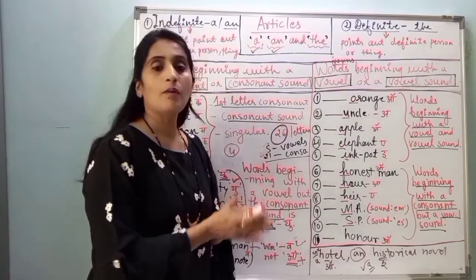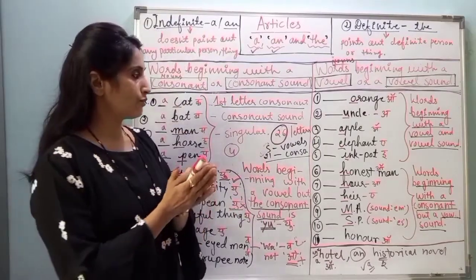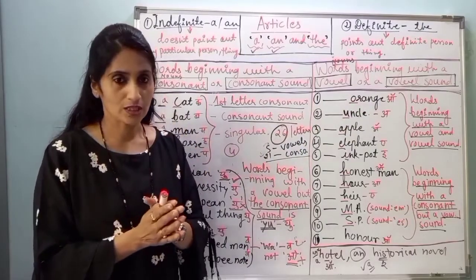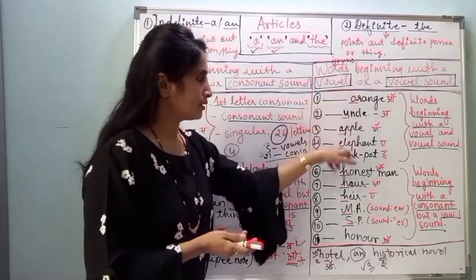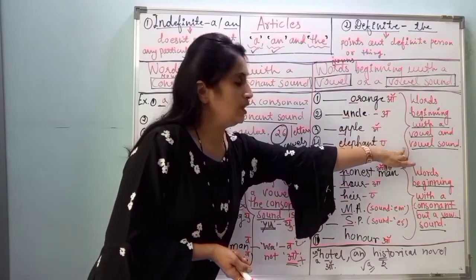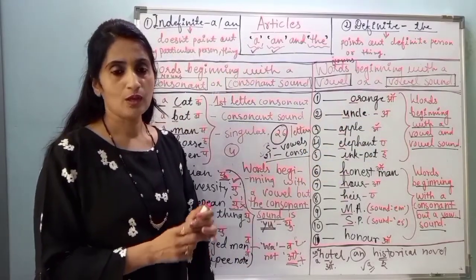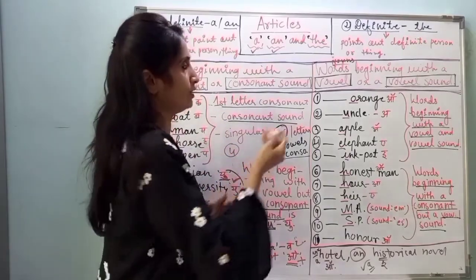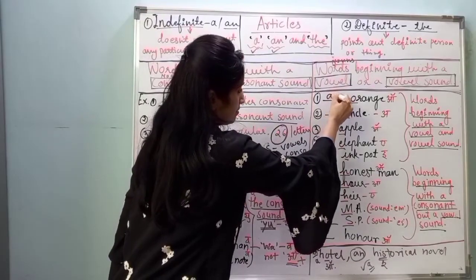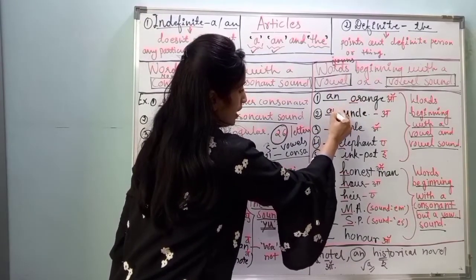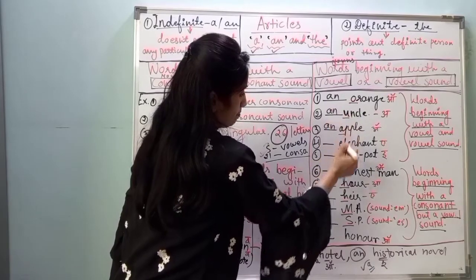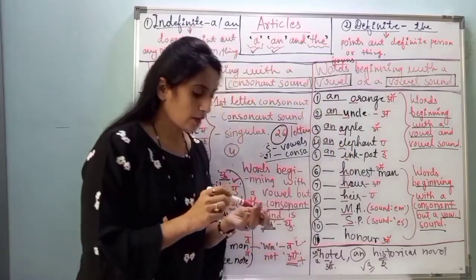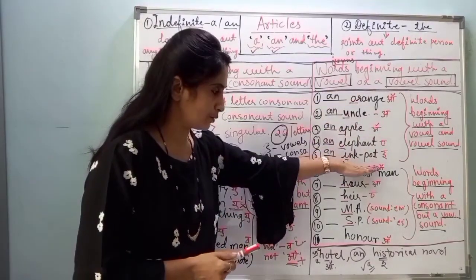Not only this, but the sound of every letter is also a vowel sound. In short, these are the words beginning with a vowel and a vowel sound. So, as a rule, it is clear that we have to make use of the article an here. An orange, an uncle, an apple, an elephant, an inkpot. Okay, I hope that this is clear to you.